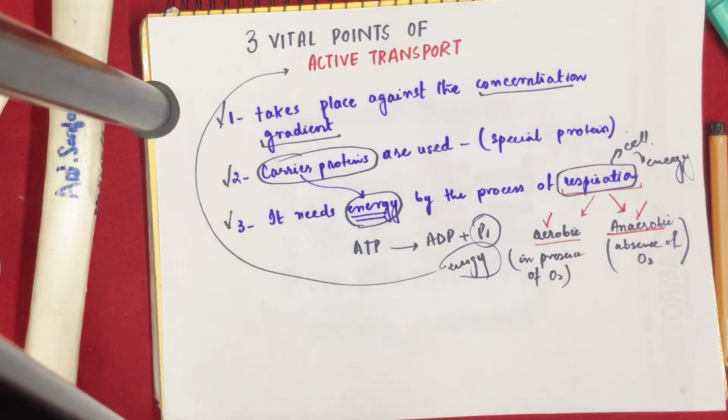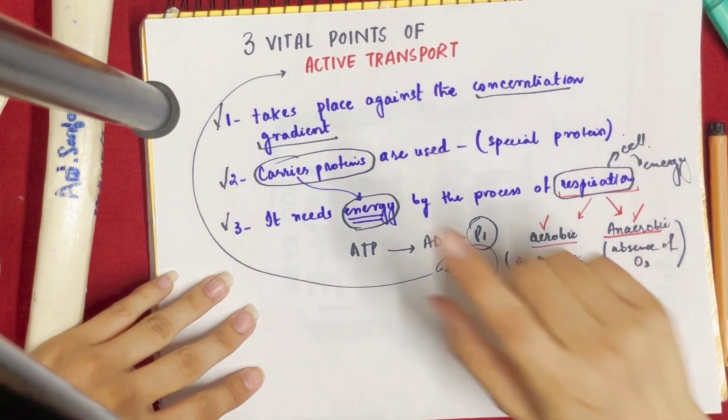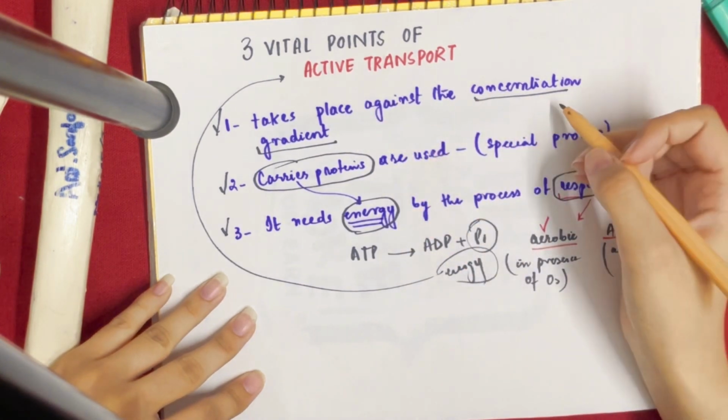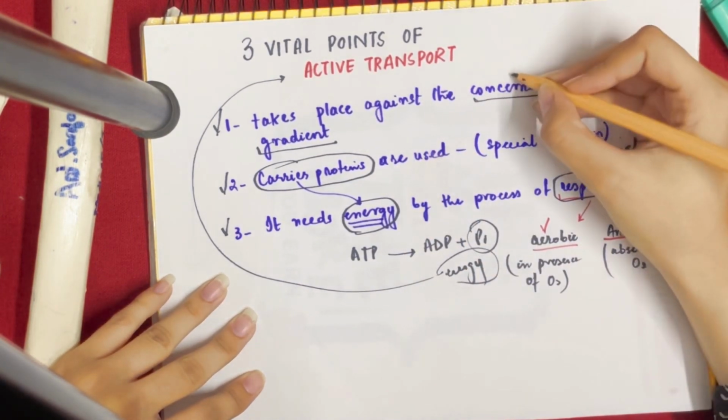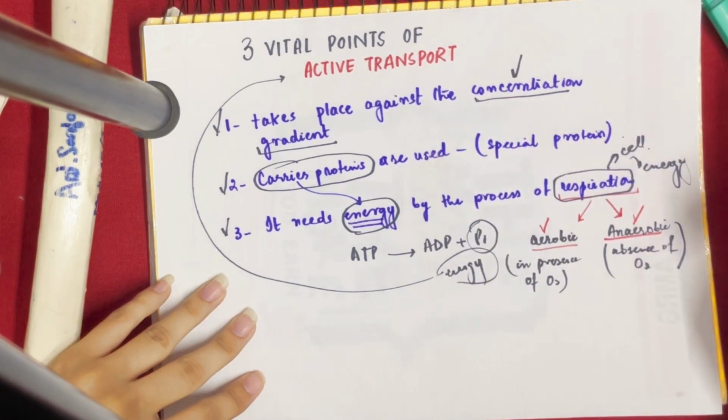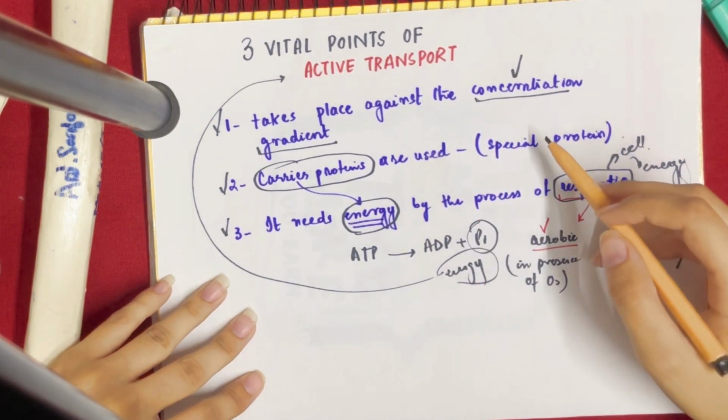Before we end the topic, let's discuss the three vital pointers of active transport. The first is that active transport takes place against the concentration gradient. Due to this factor, active transport is differentiated from the process of osmosis and the process of diffusion.